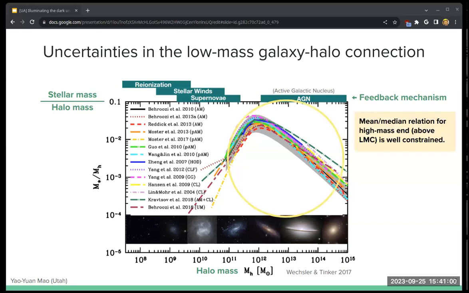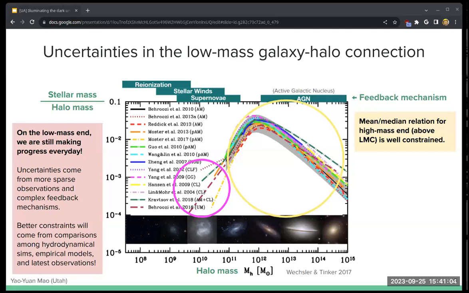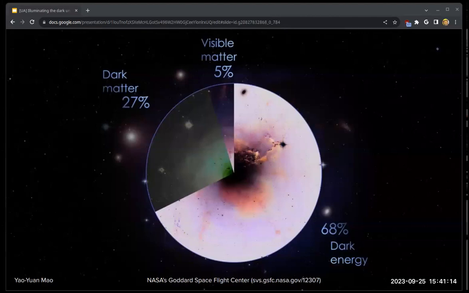So, okay, I mentioned this. We have a pretty well constrained above LMC, a lot of uncertainty still on the low mass end. So why do we study these if they are so uncertain? Well, one of the reasons is that they are rich in dark matter. As you remember this shape, if it's low, it means that the stellar mass is much smaller compared to halo mass, which means they are dark matter rich.